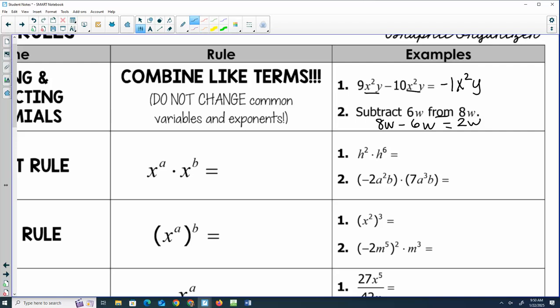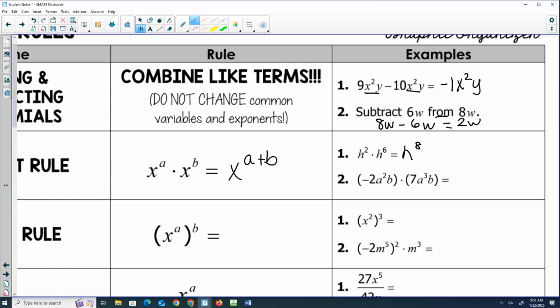Product rule. Product rule says if you have variables written side by side, what do we do with their exponents? So if I said like h squared times h to the 6th, what do I do with those? Add them. So this will give me h to the 8th. So if it's x to the a times x to the b, the rule is just to add those exponents. All right, number 2 on that example.